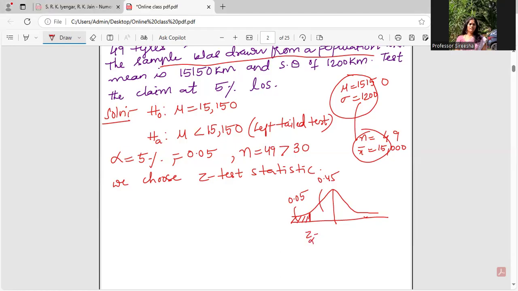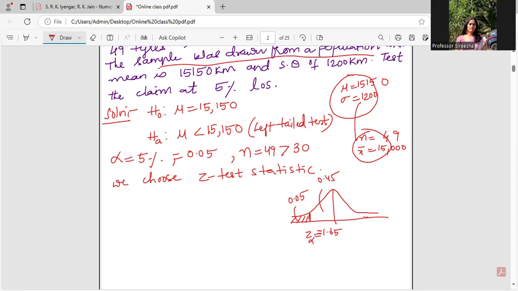Usually Z alpha can be given in the question; multiple values of Z alpha can be given. Otherwise, you can also choose it very easily once you have the table with you. Z alpha is equal to 1.65. Mind you, guys, left side would be negative values and right side would be positive values. So it is minus 1.65.